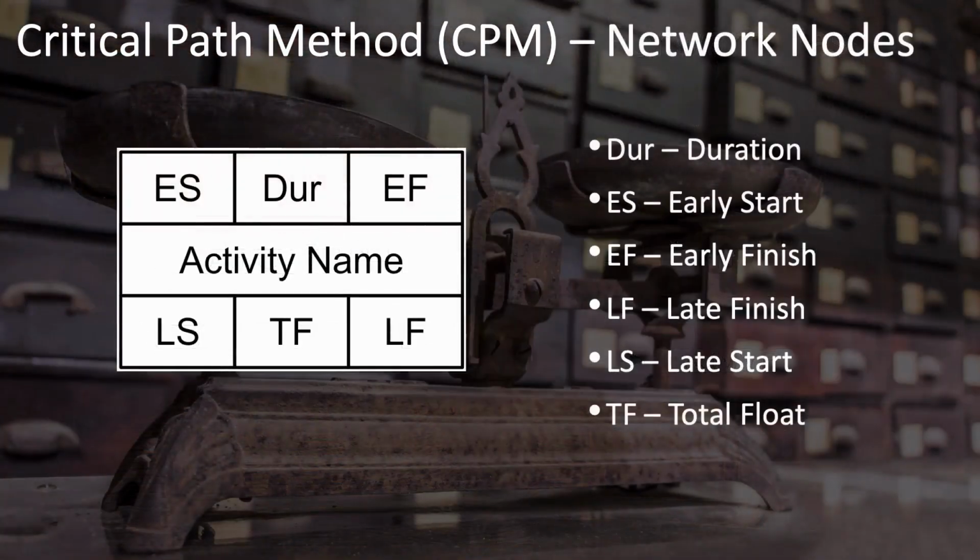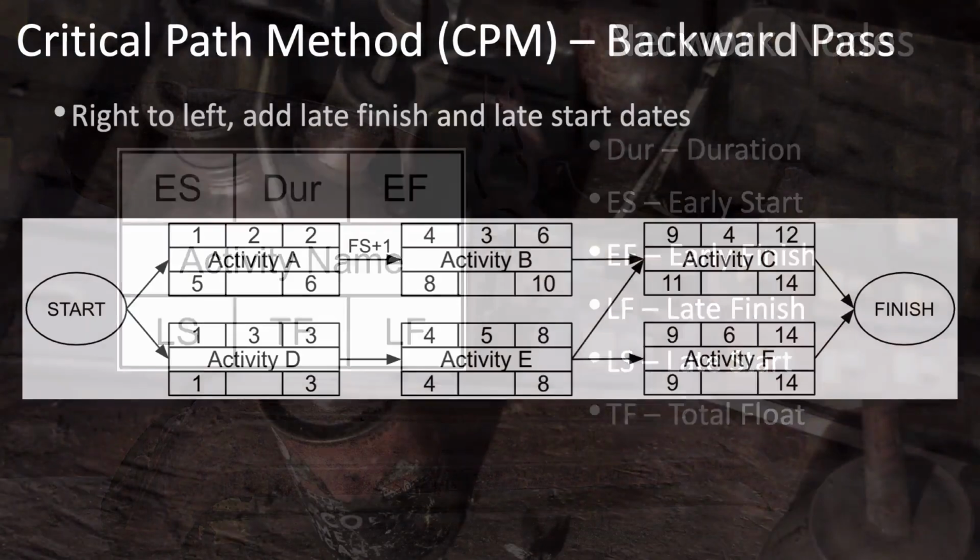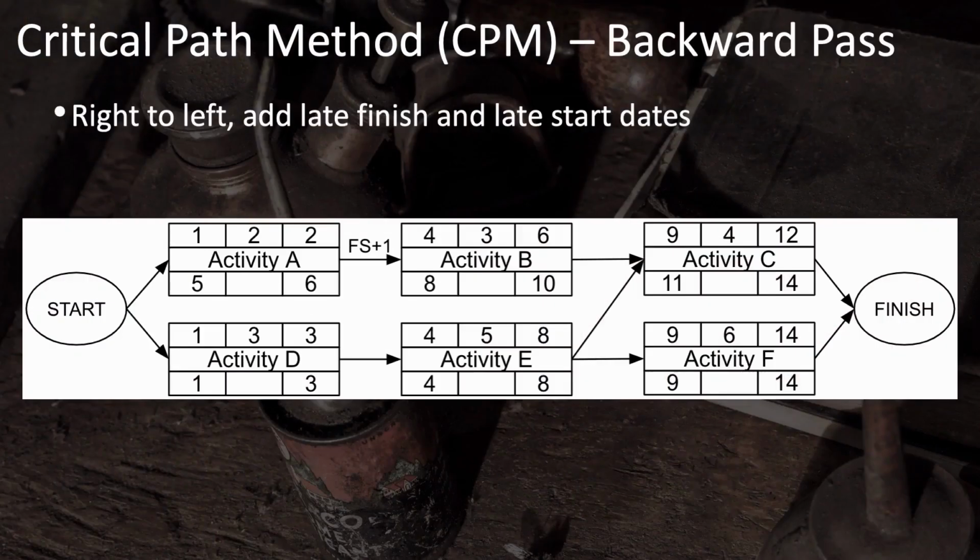Here's a quick review of our box of boxes. We have our activity, and now we have filled in the top row, the early start and early finish based on the duration. Now it's time to go through and do the backward pass and fill in the bottom row. Now for the backward pass, we start on the right and move to the left. We start with the finish and move back to the start.